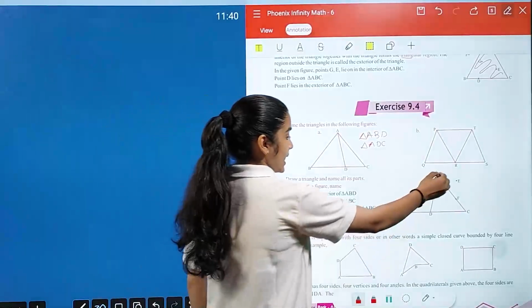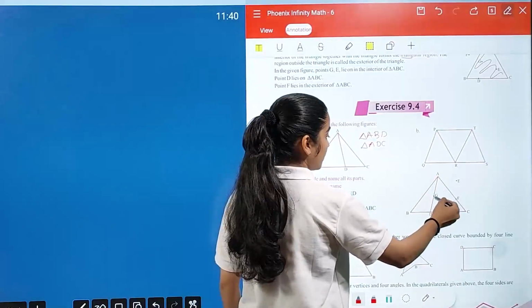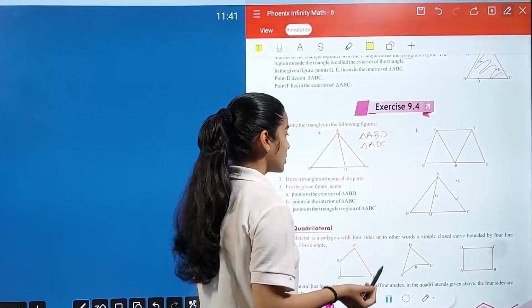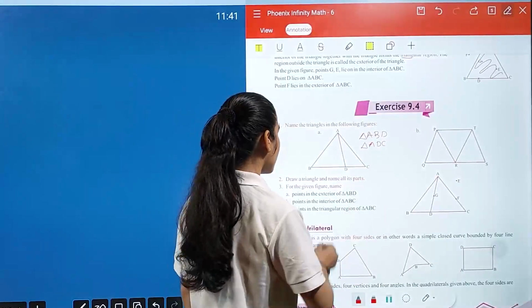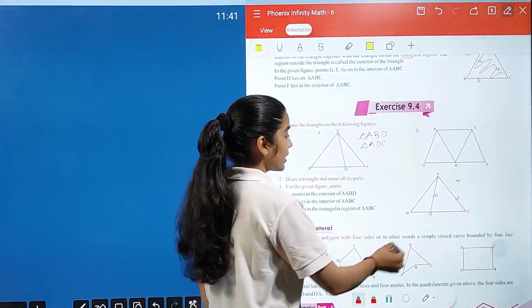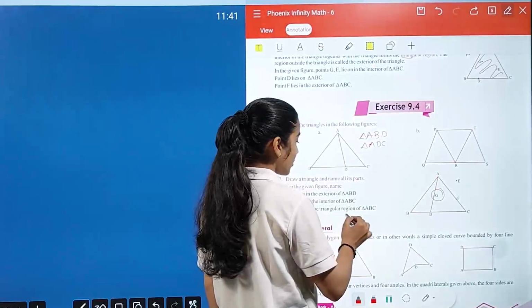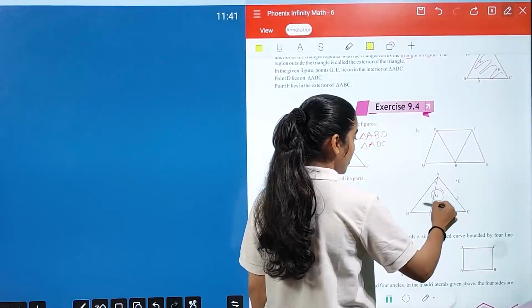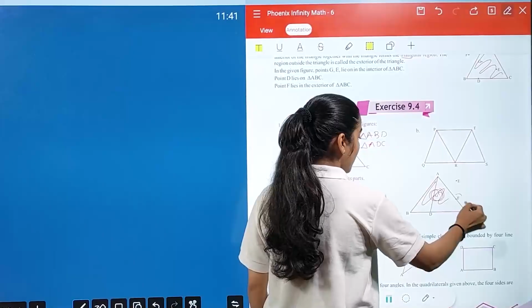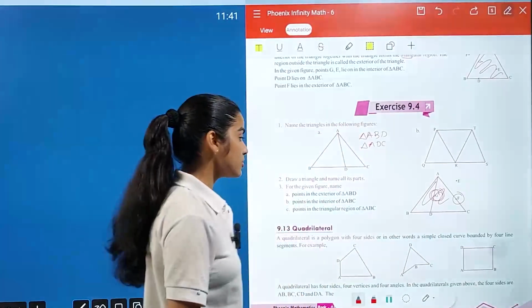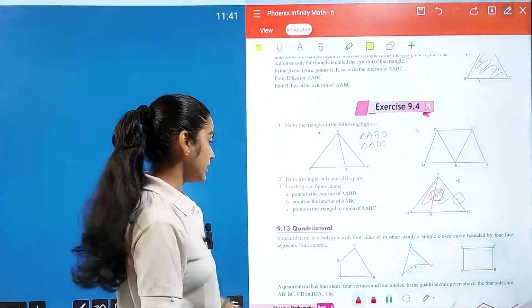So inside of it we can say G, but we cannot because it lies on the boundary of it. Points in the interior of triangle ABC. So we can say G. Points in the triangular region of triangle ABC. So the points we have are G, F. So these are the points you have inside the region of triangle ABC.